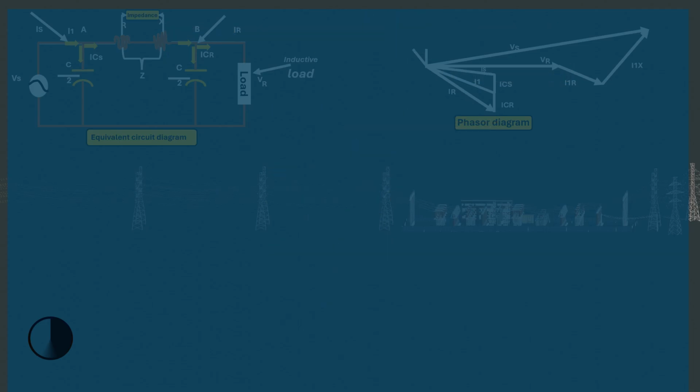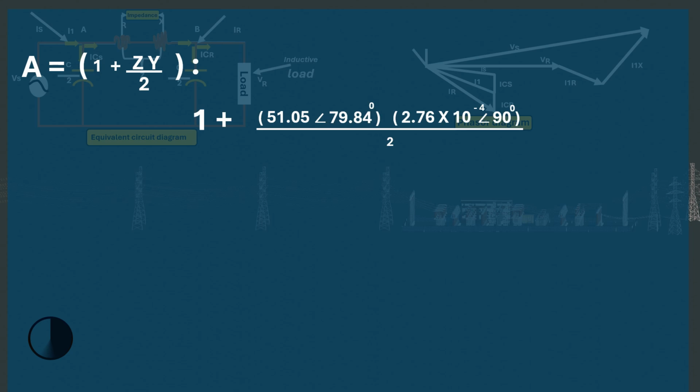Now that we have the value for impedance and admittance calculated out, we can solve for ABCD parameters. For A parameter, it will be equal to open bracket 1 plus impedance times admittance all over 2 close bracket. When we slot our value in, then it will be 1 plus open bracket 51.05 at an angle of 79.84 close bracket times open bracket 2.76 times 10 raised to power minus 4 at an angle of 90 degrees close bracket all over 2.